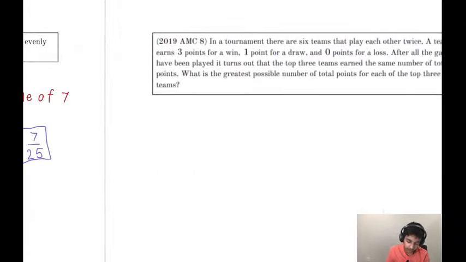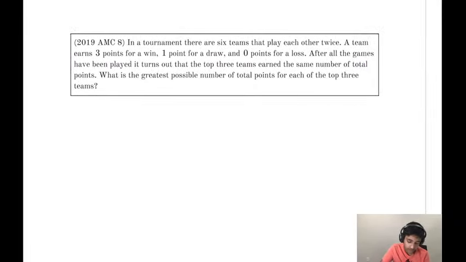Okay, so now let's take a look at this next problem. In a tournament, there are 6 teams that play each other twice. A team earns 3 points for a win, 1 for a draw, and 0 for a loss. After all the games have been played, it turns out that the top 3 teams earn the same total number of points. What is the greatest possible number of total points for each of the top 3 teams?